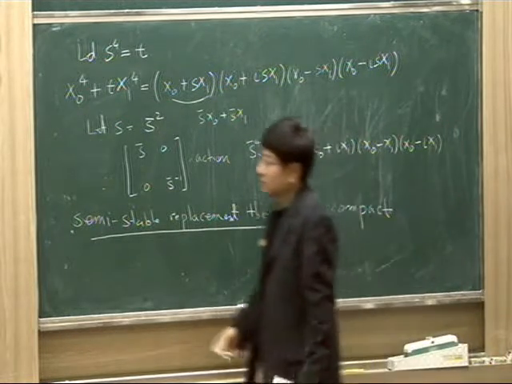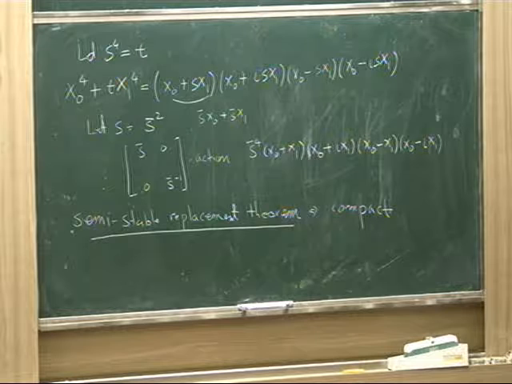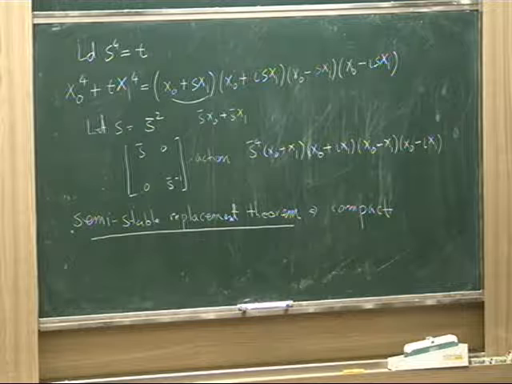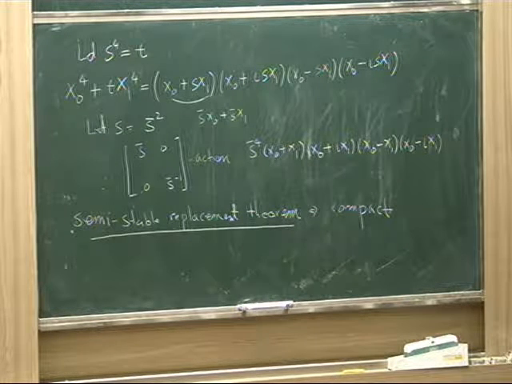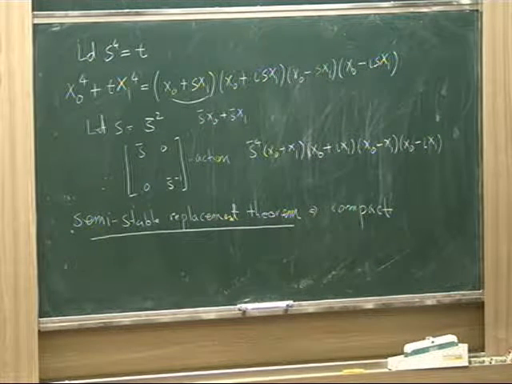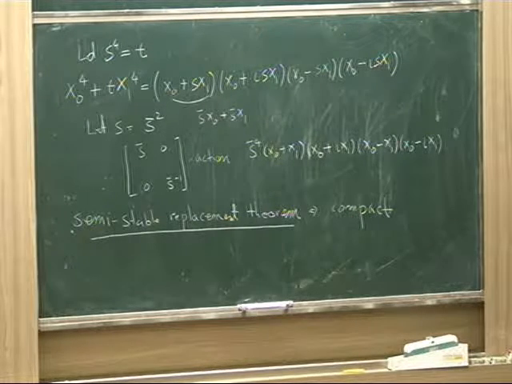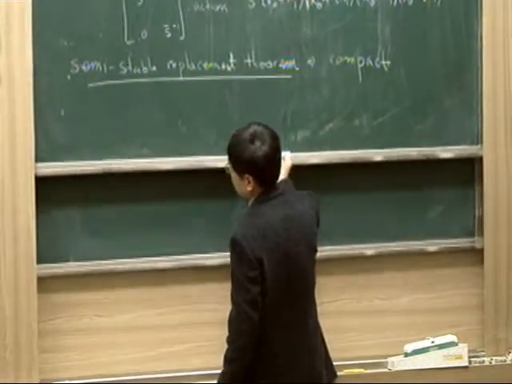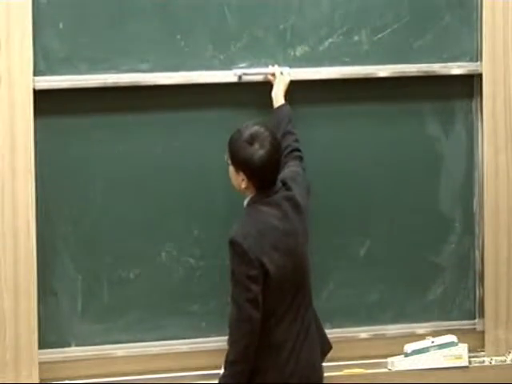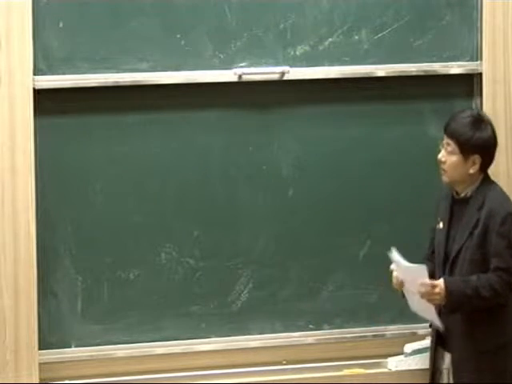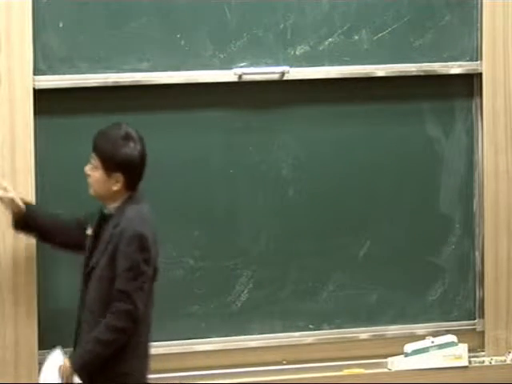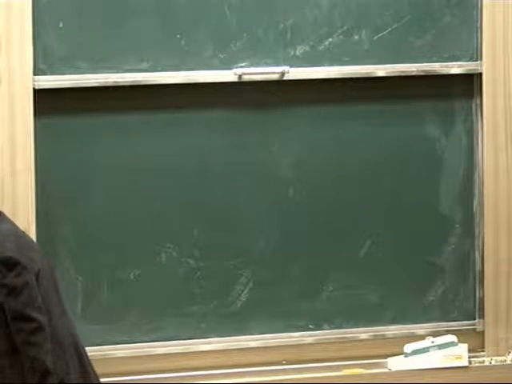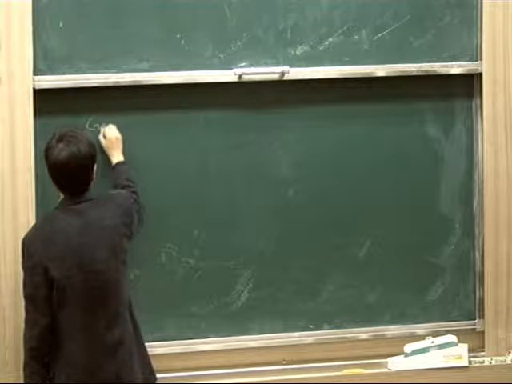So using this kind of idea, if you have some parameter space, some group actions, and then if you have this kind of semi-stable replacement theorem, then we can make a compact space by this quotient. And then also we can understand it in a different way in this example. So let me explain some geometric understanding.